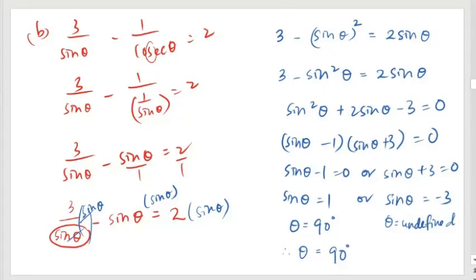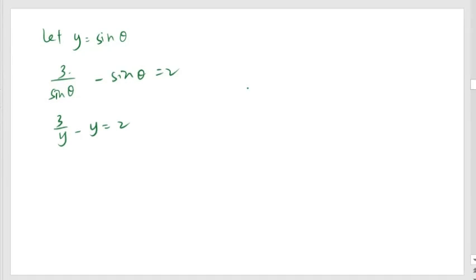Do you understand for this part? If you don't understand, I can show you an easier way: we can use a variable to represent it. For example, it's very hard for you to see the sine and the value in sine theta, so we can simply change it into y. Let y equal sine theta. From here, the equation you got just now is 3 over sine theta minus sine theta equal to 2, so we change sine theta into y: 3 over y minus y equal to 2. Is it easier for you to see the pattern?